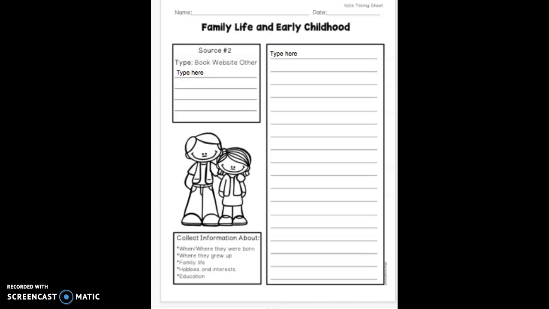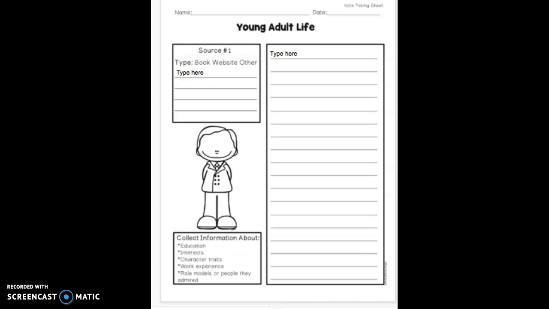Now, let's say you're finished with that already. You can go ahead and do this one. This is like young adult life, and I'm going to let you define that. In other words, maybe your person that you picked is 40 years old. And so young adult life might be when they're 16, 17, 18, 19, 20, whatever. Okay? So that's what that is. Maybe your person is 8 years old and therefore doesn't have a young adult life. That's okay.